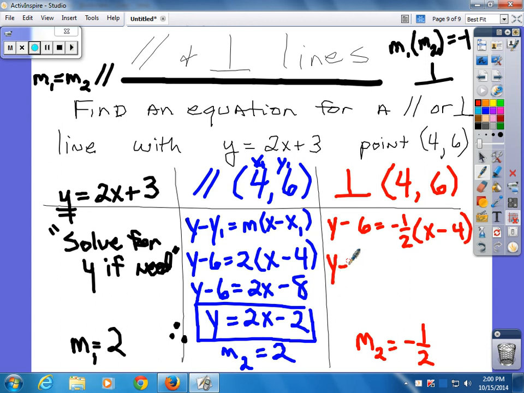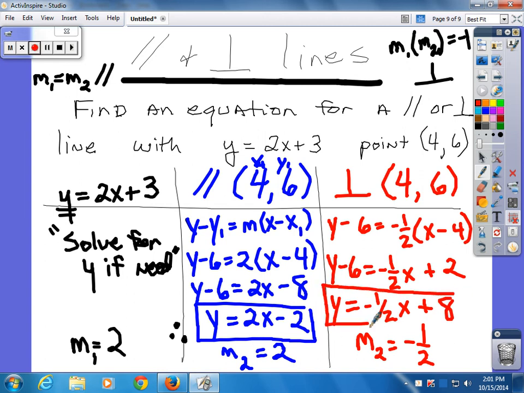Y minus 6 is equal to negative 1/2 x. And what's negative 1/2 times negative 4? Plus 2. And y is equal to negative 1/2 x plus 2 plus 6. And that line is what to these two lines? This line is perpendicular to the blue line as well as the black line that we started with.